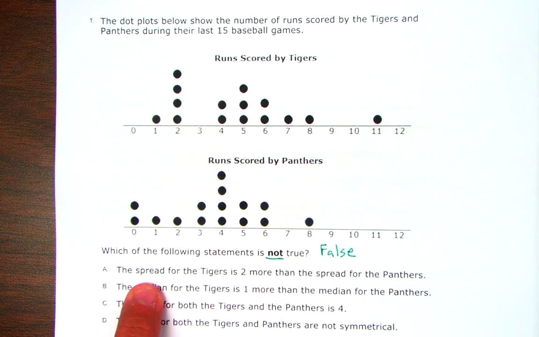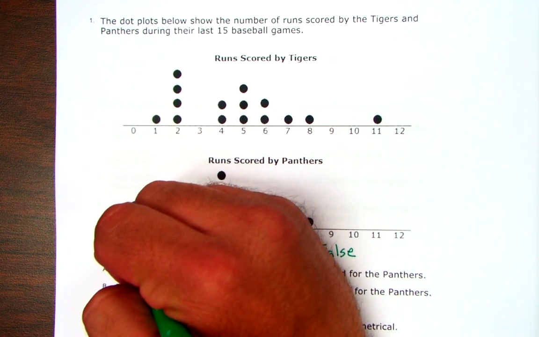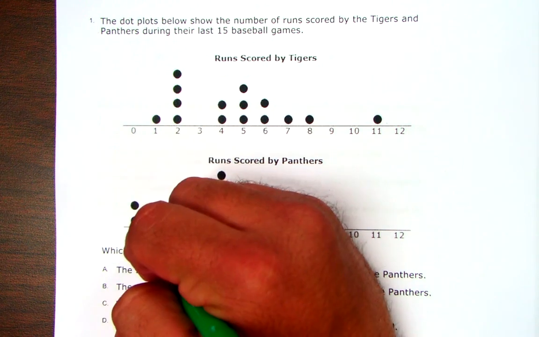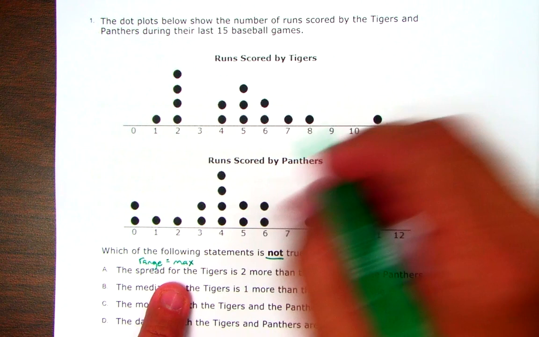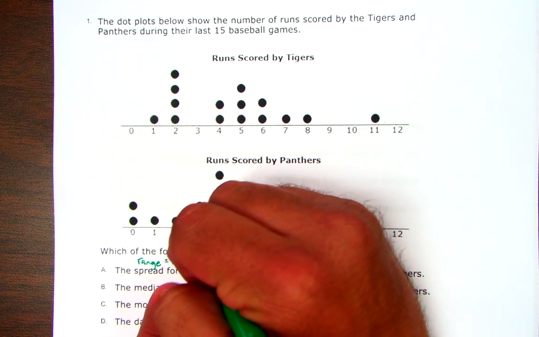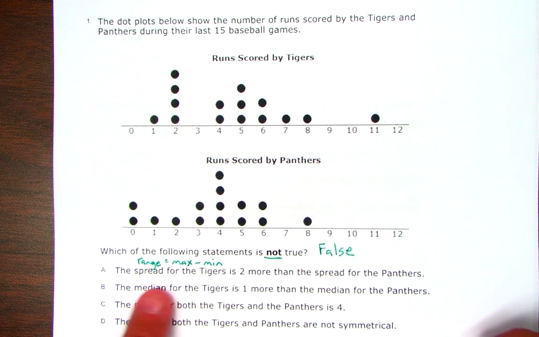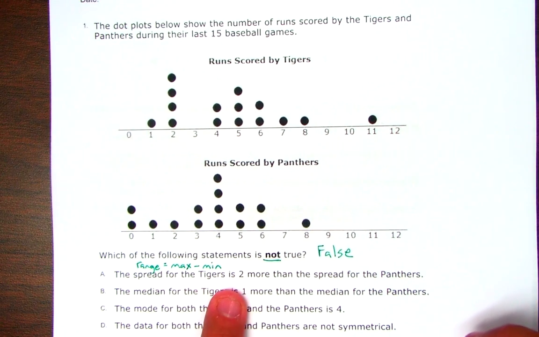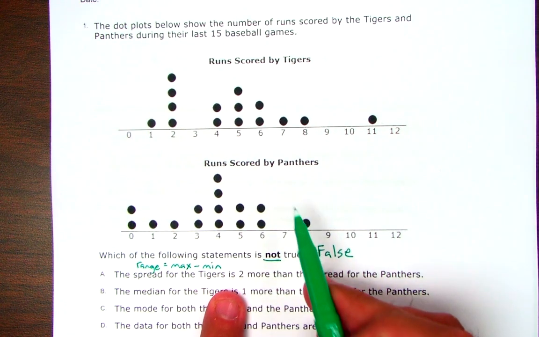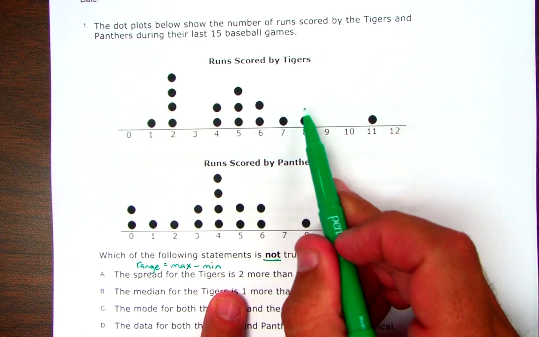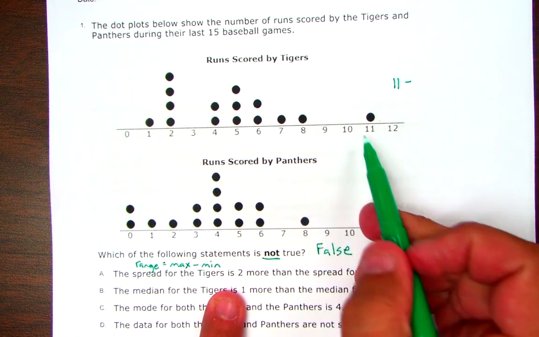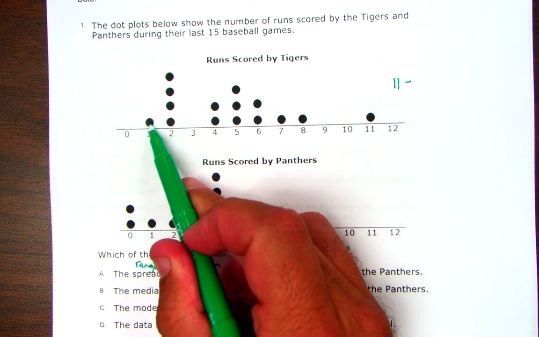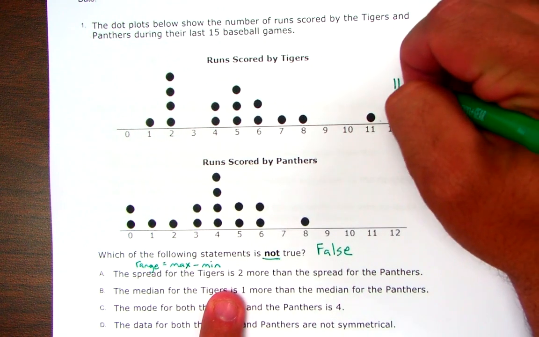Answer A says the spread. Guys, spread is the same as the range, which is your maximum, the dot furthest to the right, minus the minimum, the dot furthest to the left. So the spread for the Tigers, so here is Tigers. The dot furthest to the right is 11, minus the dot furthest to the left is 1, so that's your max minus your min.